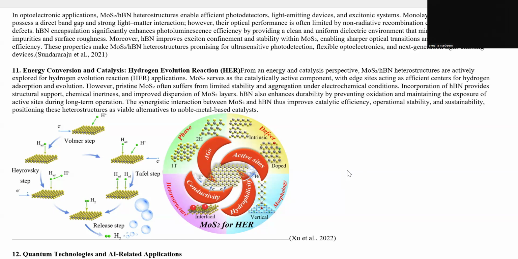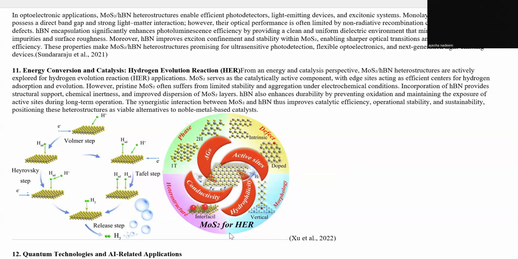Hexagonal boron nitride also enhances durability by preventing oxidation and maintaining the exposure of active sites during long-term operation. The synergistic interaction between molybdenum disulfide and hexagonal boron nitride thus improves catalytic efficiency, operational stability, and sustainability, positioning these heterostructures as viable alternatives to noble metal-based catalysts.